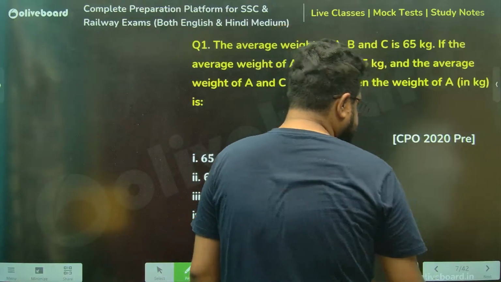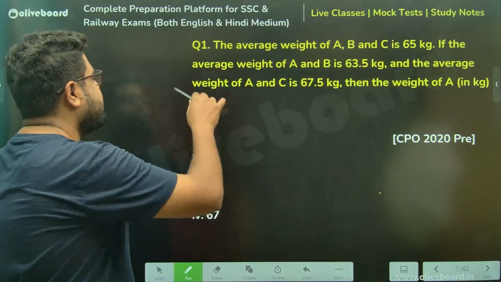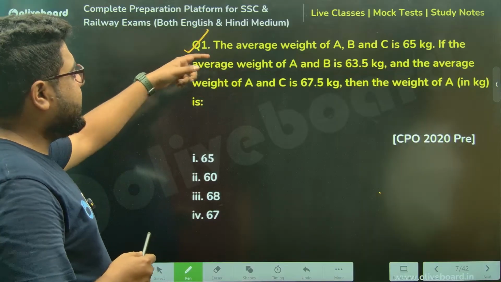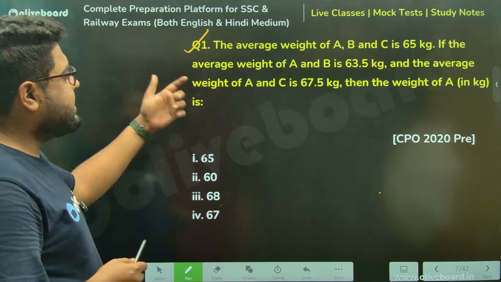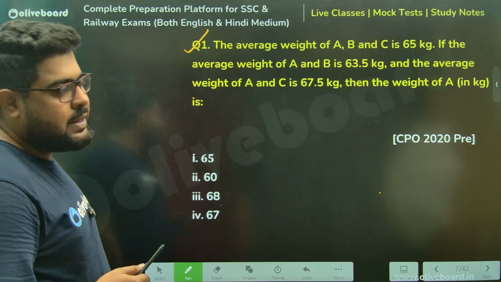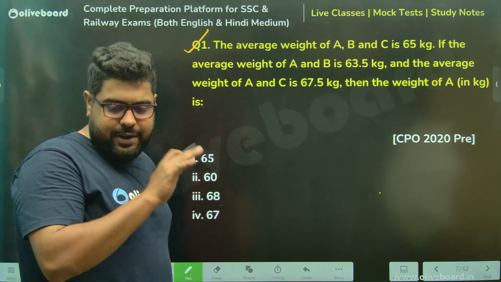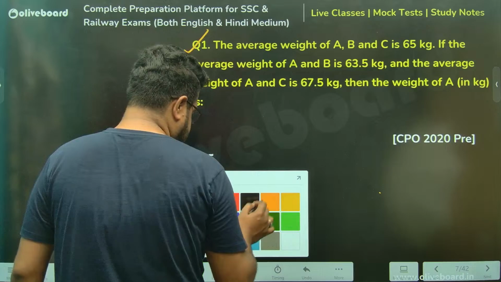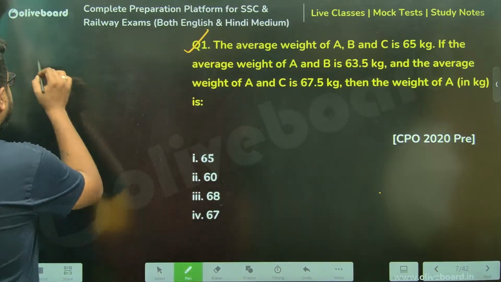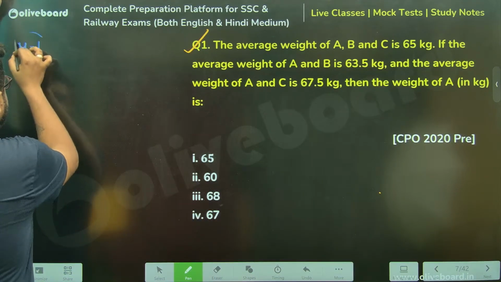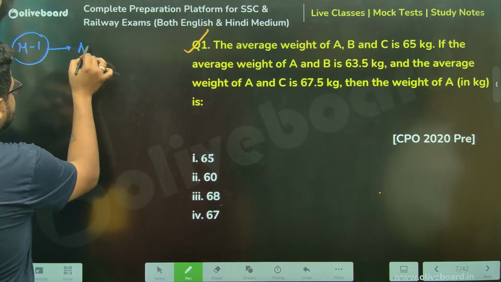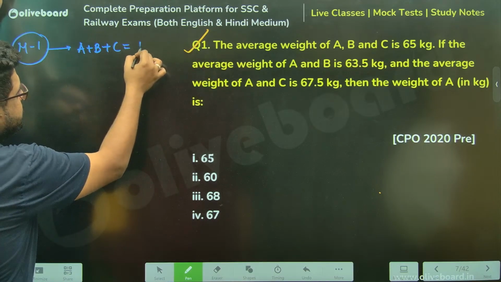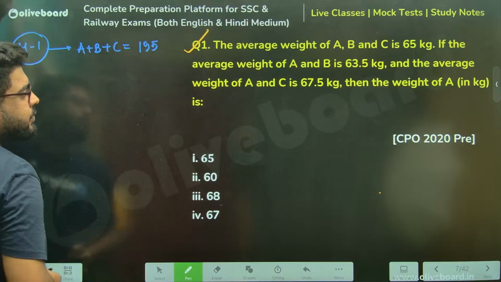Chalo, next one, please. The basic question, let's also do this. Average of A, B, and C is given. Average of A, B is given. Average of A and C is given. They are asking the weight of A. You can do it in different ways. I'll show you two methods. Let me show you the first basic method. Method number 1. So total of A plus B plus C will be how much? Sum of the weights. Average is 65, so total will be into 3, 195.